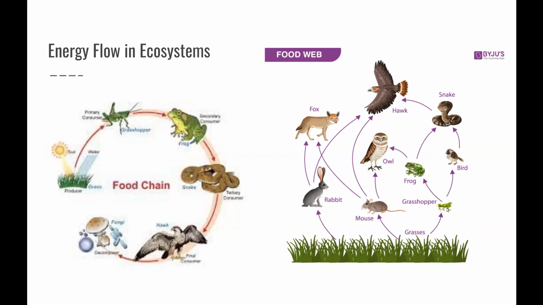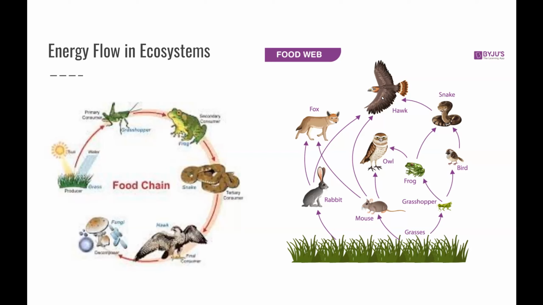But then you see that grasshoppers are eaten by frogs and birds. And then you see that snakes eat both the frogs and the birds. Okay. And then over here the mice are eaten by the owls and the hawks and the foxes. And the rabbits are also eaten by the foxes and the hawks. And you'll see that hawks also eat the snakes.